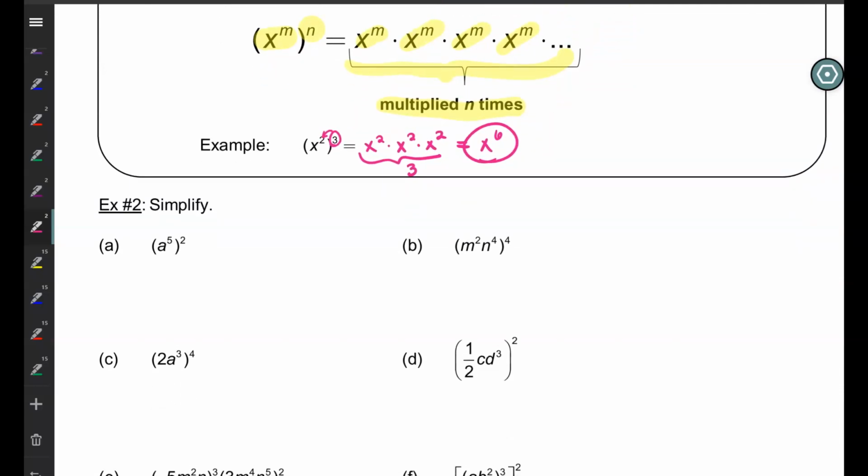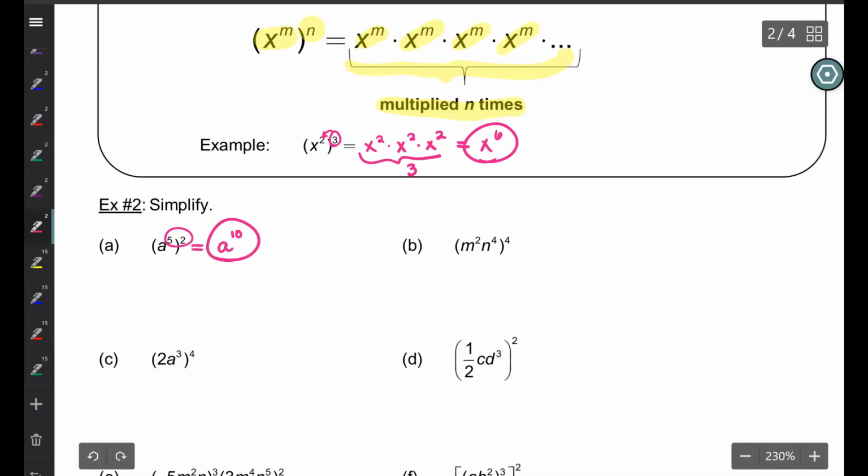All right, let's look at our next example. So we have a to the 5th raised to the 2nd power. So we're going to multiply 5 times 2, which gives us a to the 10th power.